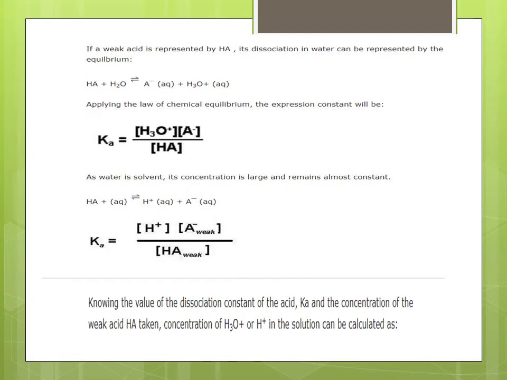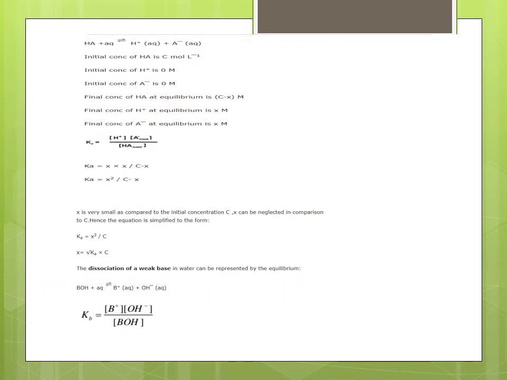Now take one more example. It can be written as Ka is equal to H positive, A negative upon HA, for a weak acid. HA is a weak acid. Knowing the value of the dissociation constant of the acid Ka and the concentration of weak acid HA taken, the concentration of H3O positive or H positive in the solution can be calculated. How can it be calculated?